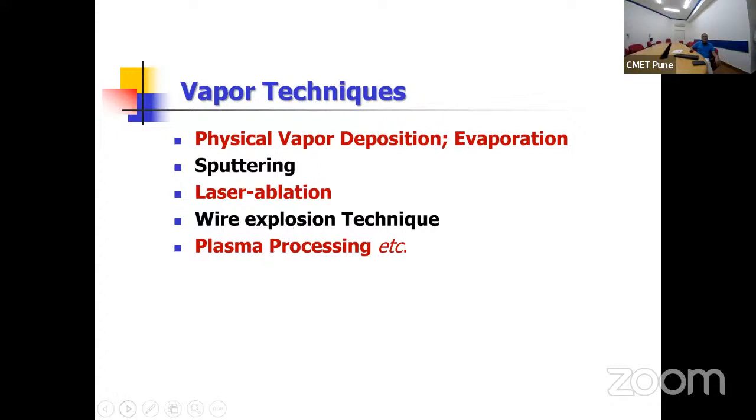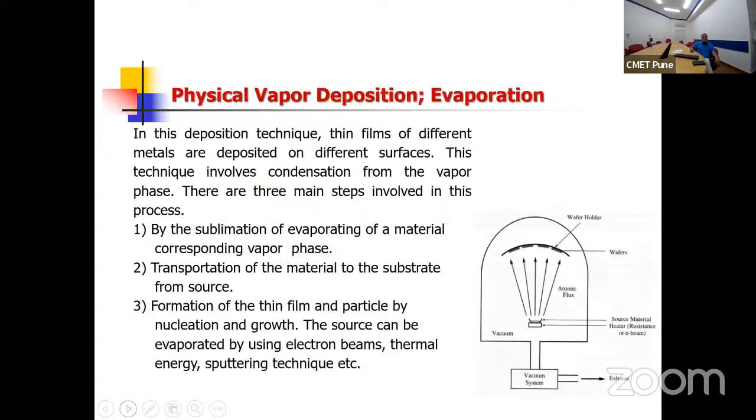Vapor techniques. Basically, there are different vapor techniques: physical vapor deposition or evaporation, sputtering, laser ablation, wire explosion techniques, then plasma processing. Here, one can synthesize thin films, or nanoparticles in the form of thin films. In physical vapor deposition, thin films of different metals are deposited on different substrates. This technique is called condensation from the vapor phase.